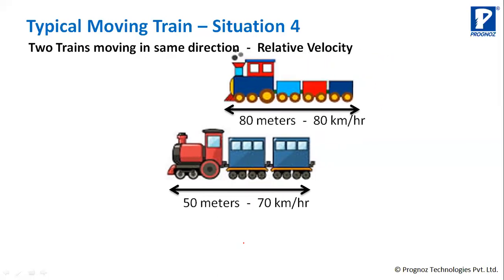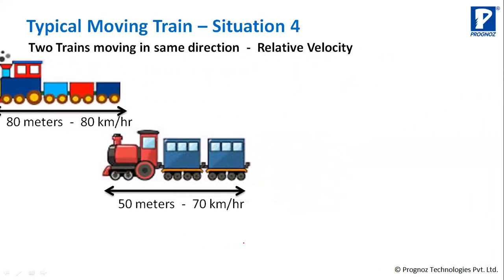See, these two trains are crossing. The first train has crossed the second train, and while crossing, the first train has traveled this meter plus this meter. So the distance here is again 130 meters, 80 meters and 50 meters.